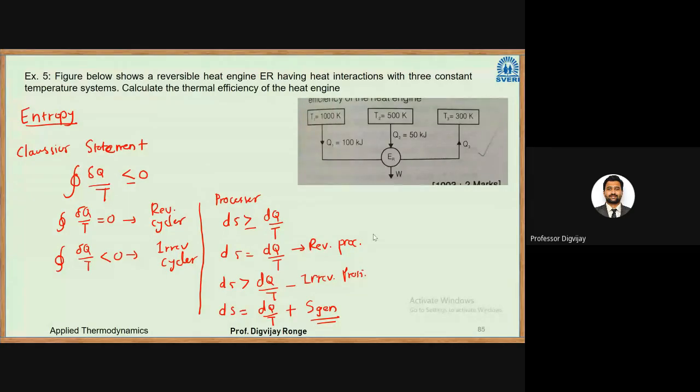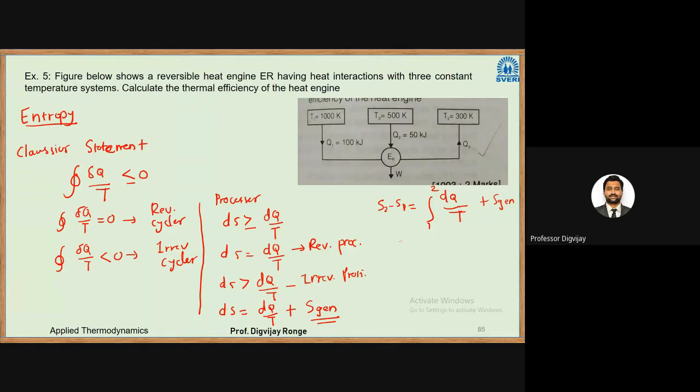If I integrate this, S2 minus S1 is equal to the integration from 1 to 2 of dQ/T plus entropy generation. This will actually change, but we generally write it in this format. There are some other equations for entropy change for ideal gases and phase change processes. All those equations are there, but these general statements are sufficient.